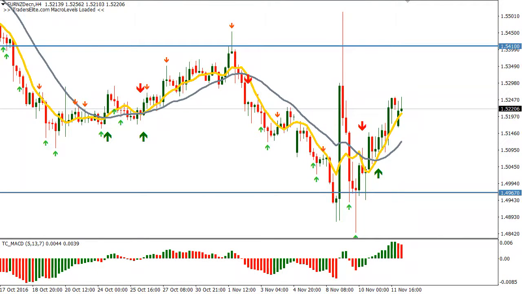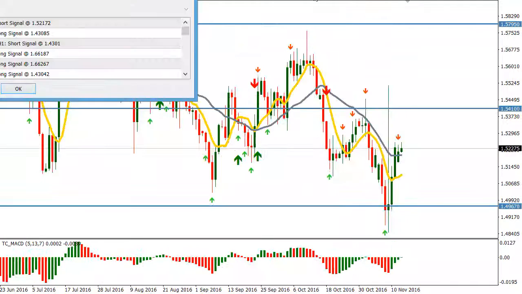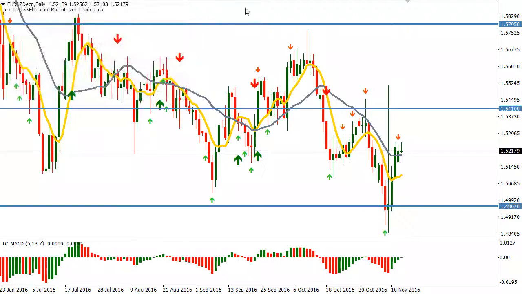Okay, Euro Kiwi. Now the Kiwi was weaker than the Aussie, so it's logical that we're seeing a slightly different view here. Upward on the 4 hour. It's downward technically on the daily, but price has been pushing up above this moving average, and that's a slow moving average, making it even more of importance.